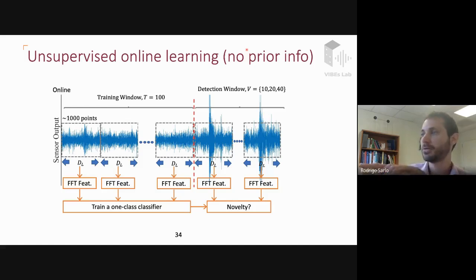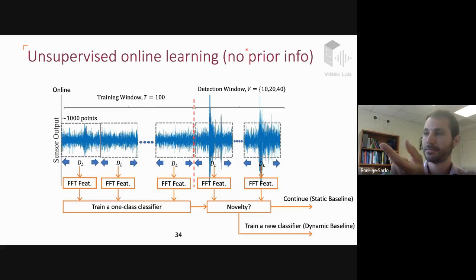At any rate, once we detect a novelty, we have essentially two options. We can just continue monitoring for other novelties. This would constitute a static baseline approach, right? Or we can train a new classifier and reset the process. So we define a new training window and retrain the classifier, and this would help us identify changes from the detected novelty. This is what we call the dynamic baseline approach.